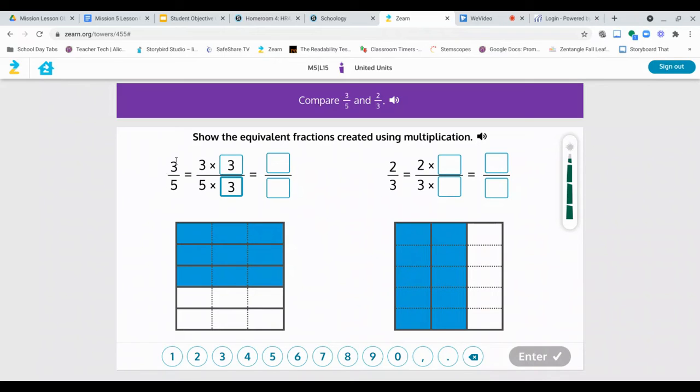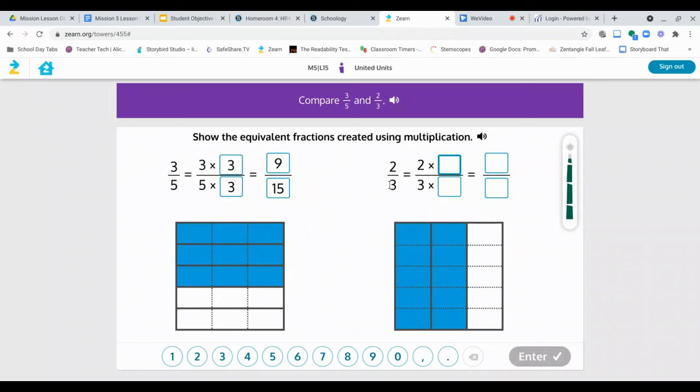So again, I start off with 3/5. I looked at the opposite denominator, which was 3, and I multiplied it by it. So I ended up with 3 times 3 is 9, 5 times 3 is 15. And let's make sure that's right. 3, 6, 9, and then 15 total. So 9/15.